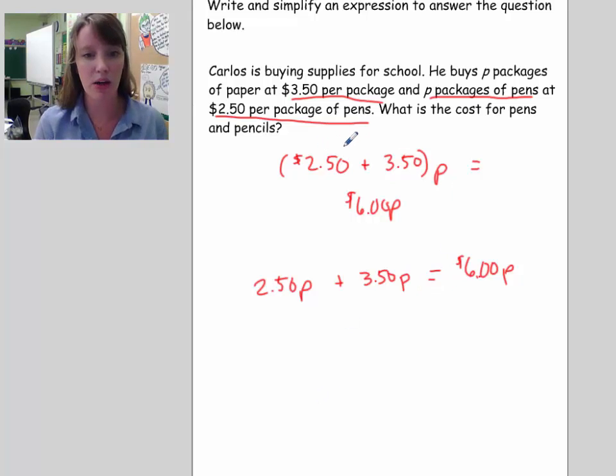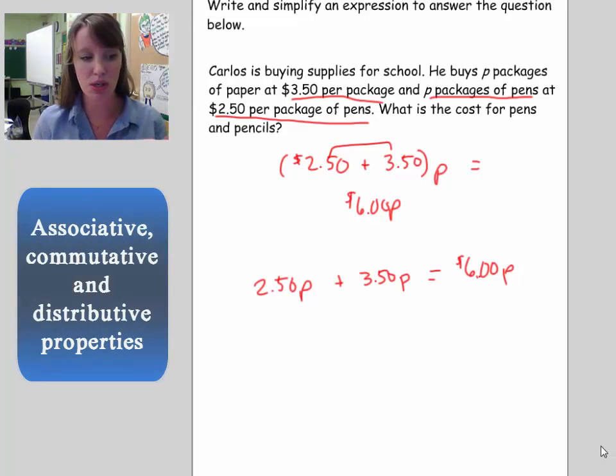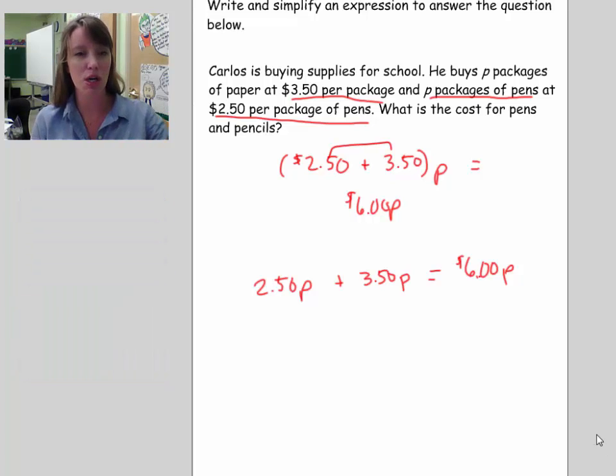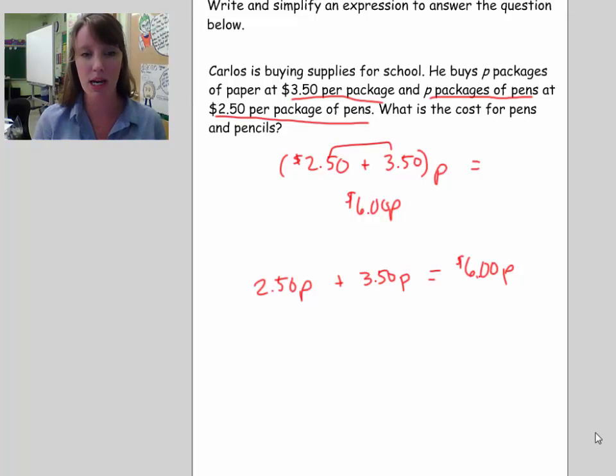You can add together the numbers to get the price of one package and then multiply it by the number of packages, or get each cost of the packages of pens and the packages of paper separately, and then add them together because they're like terms. And that's it. We just use the associative, commutative, and distributive properties to simplify expressions. Simplifying expressions means we get equivalent expressions with the least amount of symbols in them. So we try to get rid of all the grouping symbols, and we try to combine all like terms. Okay, and that's the end of the lesson for today.